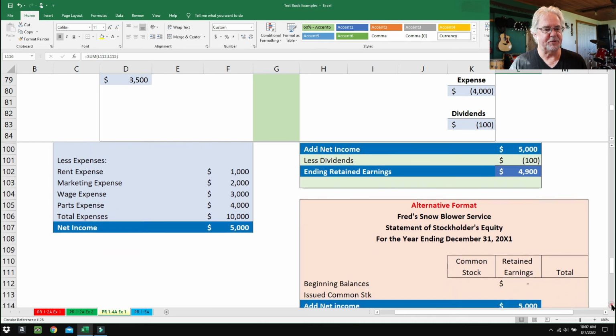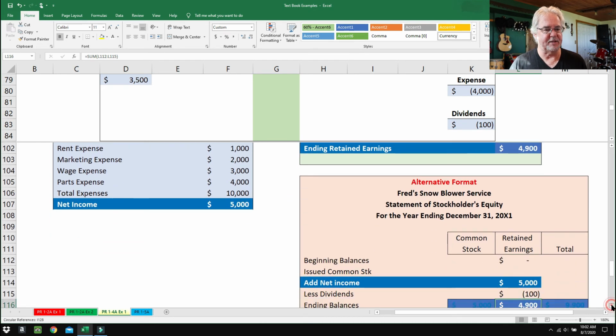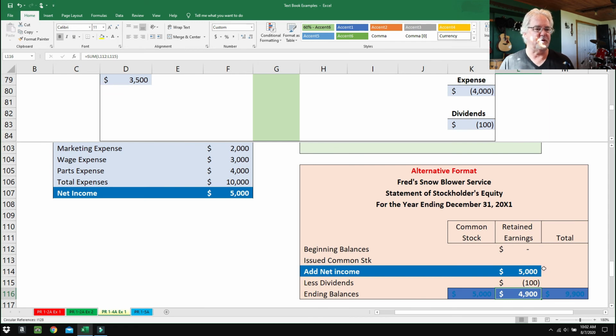The only real difference between the green box and the pink box, or the difference between these two formats, is this column right here, common stock. With common stock, the beginning balance at the very beginning of the month was 0. So I'm putting 0. But Fred issued some common stock to himself. Remember, it was the very first transaction, $5,000. We're going to skip net income and the dividends, and we're just going to put the ending balance right there.